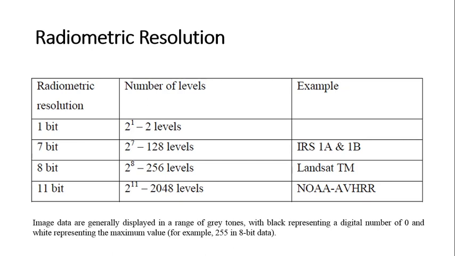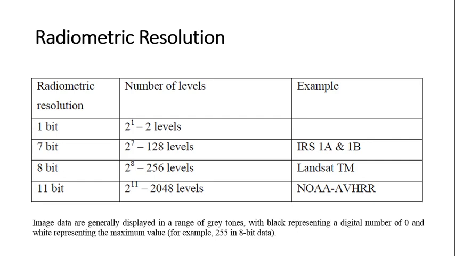Thus, from this table, we can say that if a sensor used 11 bits to record the data, there would be 2 raised to 11, that is 2048 digital values available, ranging from 0 to 2047. However, if only 8 bits were used, then 2 raised to 8, that is equal to 256 values, which range from 0 to 255, would be available. Thus, the radiometric resolution would be much less when compared between 8-bit and 11-bit.